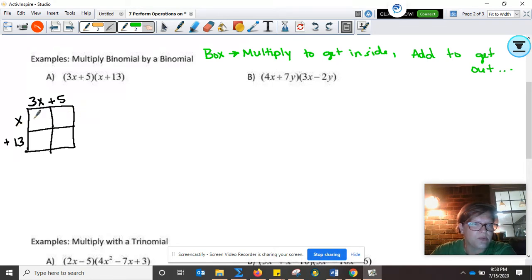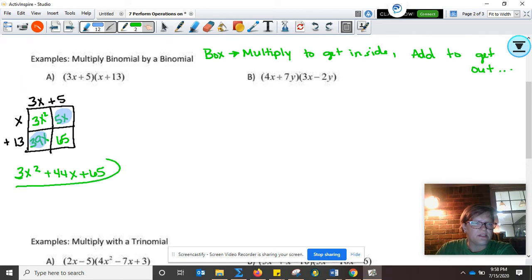3x times x is 3x squared. 3x times 13 is 39x. 5 times x is 5x. 5 times 13 is 65. Then combine your like terms. In this case, the only like terms we have are here and here. So my final answer is going to be 3x squared plus 44x plus 65. And that's your final answer.